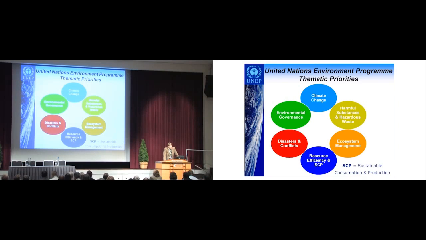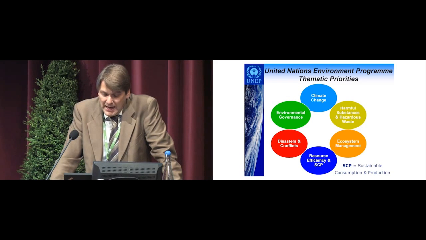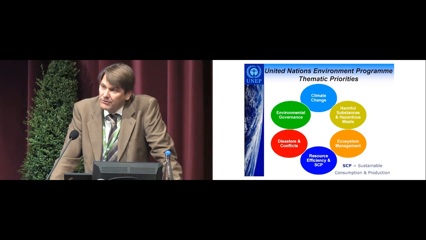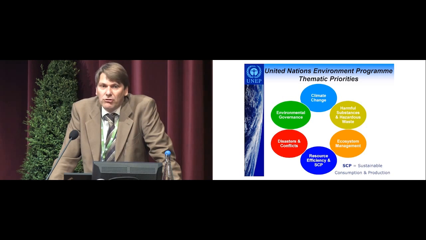So I would like to introduce you first the 6 priorities of the United Nations Environment Programme. And you have here in blue climate change and resource efficiency, sustainable consumption and production. And then you have others that are related also to impacts. On the yellow side, this is harmful substances and hazardous waste and ecosystems management. And then you have topics of disaster and conflicts and overall the real challenging dimension of environmental governance at the international level, where people look forward to the conference next year, Rio +20, to see if some progress on this topic can be made.